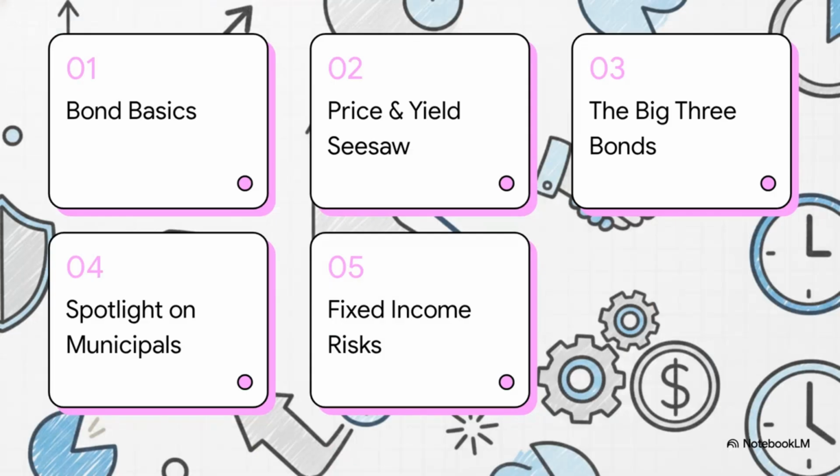Here's our game plan for today. We'll hit bond basics, check out the price and yield seesaw, look at the big three bond types, shine a spotlight on municipals, and finally, wrap things up with fixed income risks. Let's get right into it.